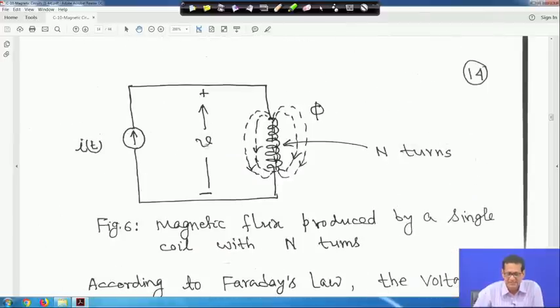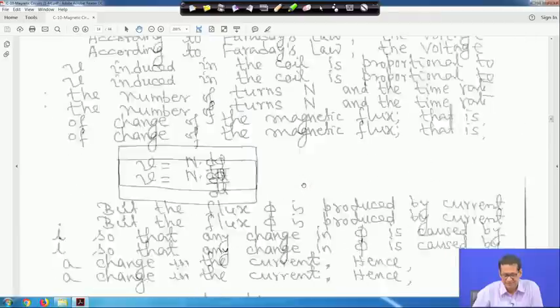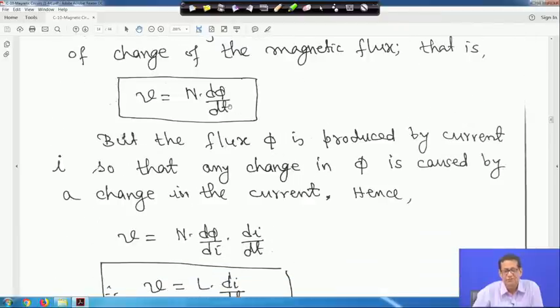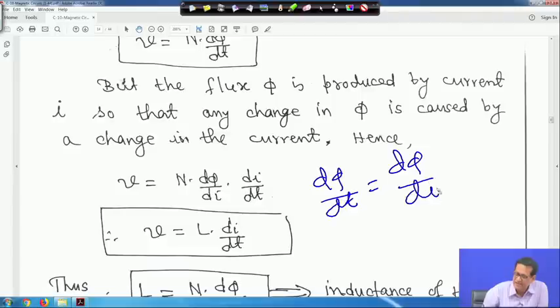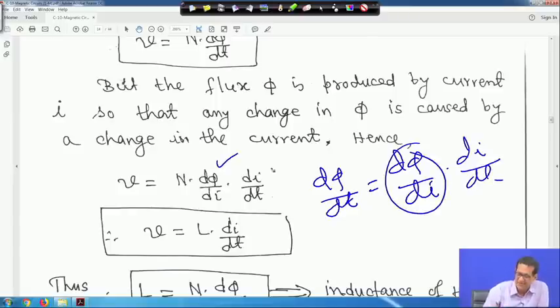But the flux phi depends on the current I. If I decreases, phi will decrease. If I increases, phi will increase. So phi is a function of I. In that case, this term n into d phi by dt, we can write using the chain rule: d phi by dt equals d phi by di into di by dt.